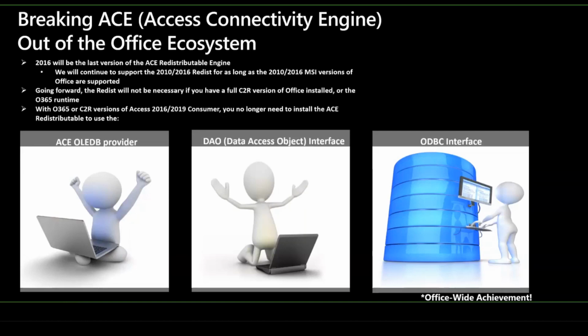So with that being said, again, all of this is available now. We have made some iterations, but they're good to go. And this work is important to call out given that 2016 will be the last version of the ACE redistributable engine. And because of that, we want to alleviate the requirement of needing the redistributable as much as possible. So the three interfaces I mentioned here is what we have started with.